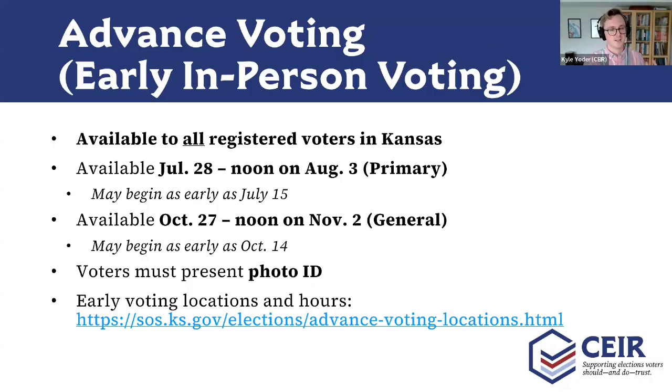For the general election, early voting begins October 27th statewide. In some counties, it may begin as early as October 14th. Again, voters should check with their local election office to find out more. And it will continue until noon on November 2nd. So for both the primary and the general, early voting continues until noon on the day before the election and begins several weeks before. That exact date may vary by county. Voters should reach out to their local elections office or access the link at the bottom of the screen in order to learn more about early voting in their area. One key thing to note, voters must present photo ID when they go to vote early in person.